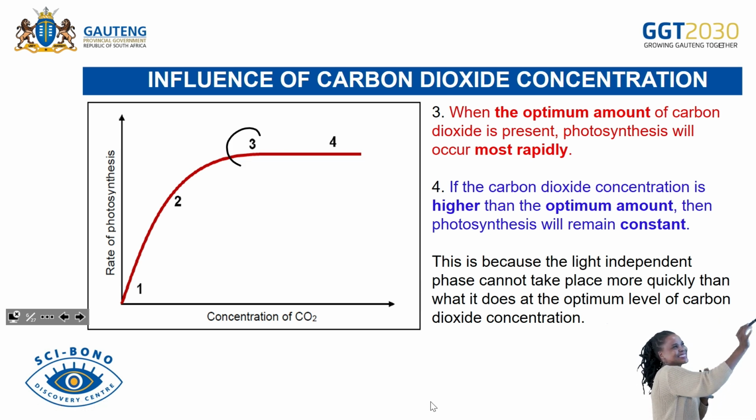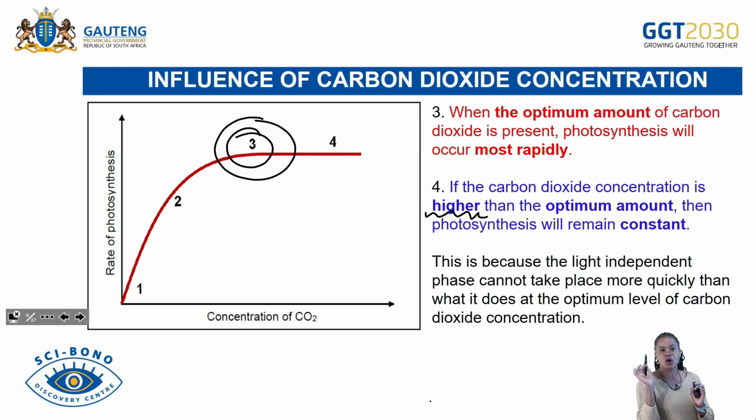So this is explaining that when the optimum amount of carbon dioxide is reached, there will be that rapid increase. However, if the concentration of carbon dioxide is now higher than 3, which is the optimum, the rate of photosynthesis will now remain constant. I think I've explained all these things on the previous slide.